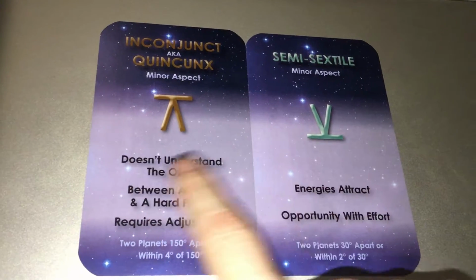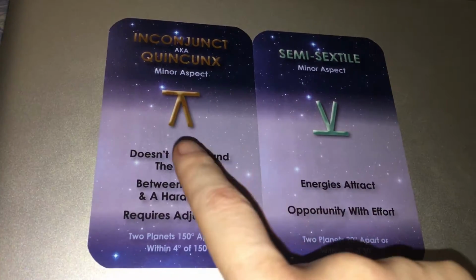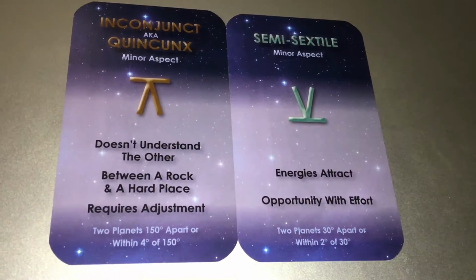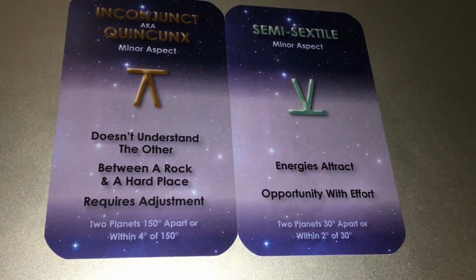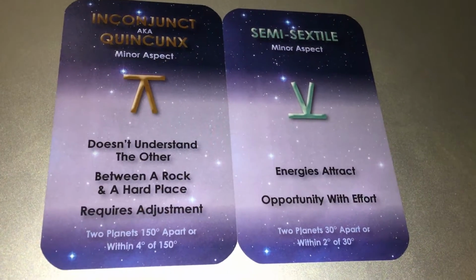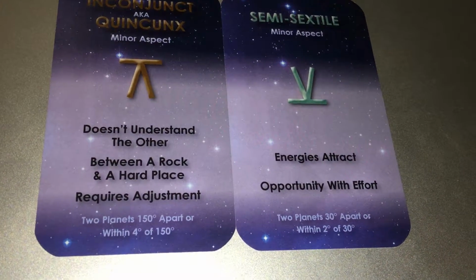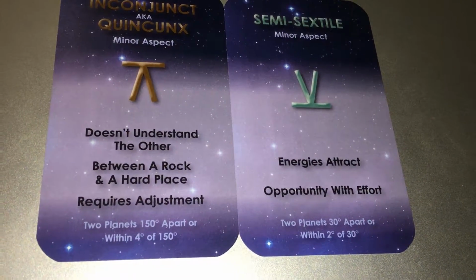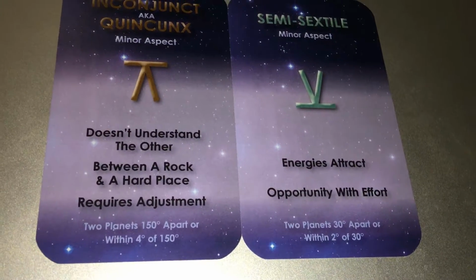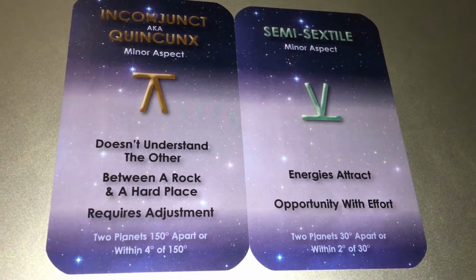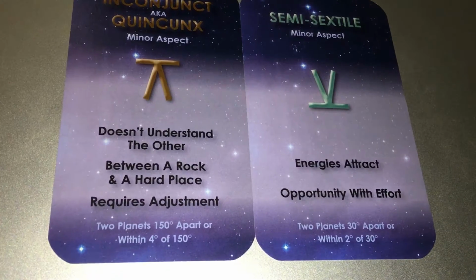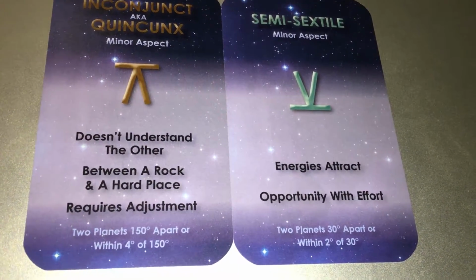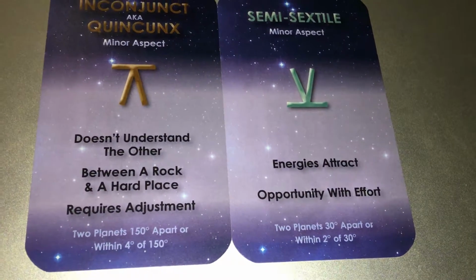Now, I think of these as the picnic tables: the right side up picnic table and the upside down picnic table. That's my shortcut. Semi-sextiles are opportunities where the planets and the energies are attracting, and you have to work it. You have to use effort to make the best thing happen out of the two planets that are merging. Say that's Uranus and Mars.